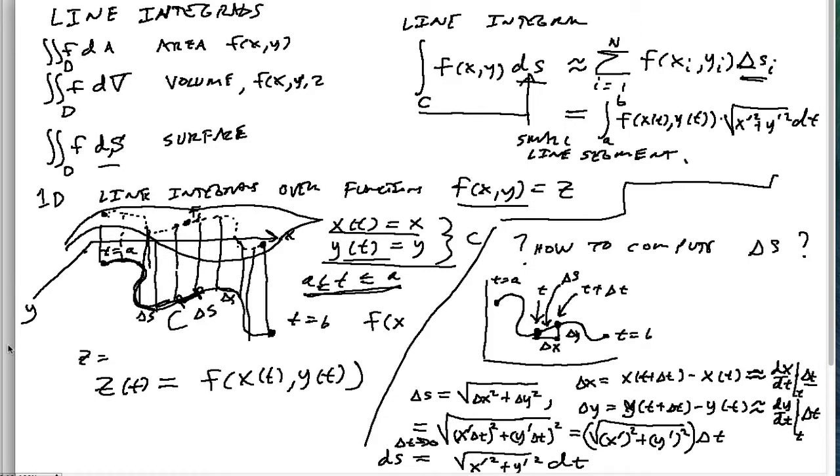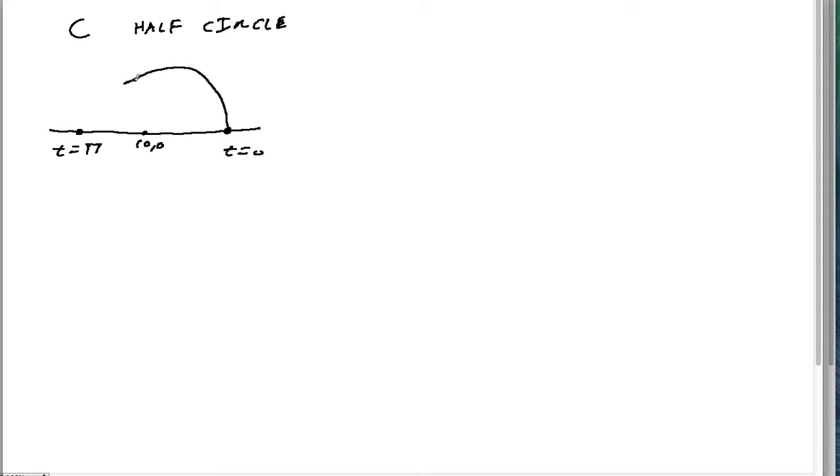So let's do one example to close this out. Let's talk about a particular path. Our c in this case will be a half circle, and we're going to go like this. So there's the origin, 0, 0. We're going to start here at t equals 0 and go to t equals pi, and the circle is going to go like this. I'm going to draw that again, better.